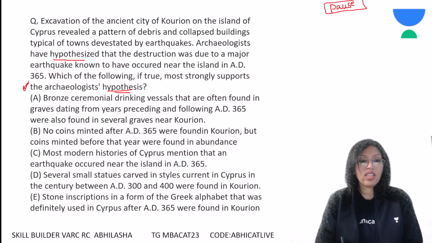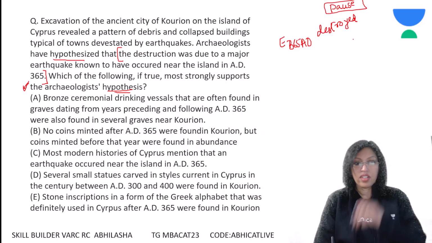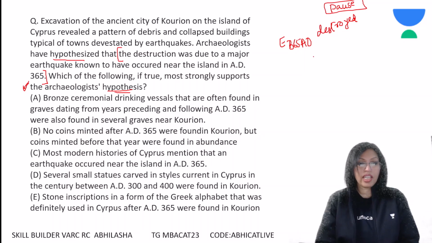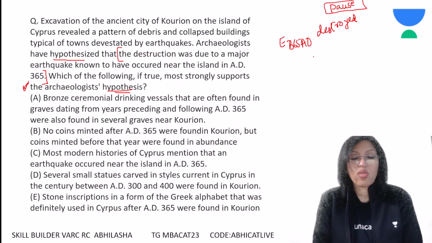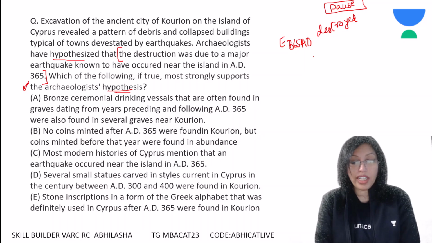So in AD 365 an earthquake had happened which caused this destruction, right? So I have to prove this true. What am I trying to prove true? That the earthquake in 365 AD destroyed the city. Now let's take a look. The option has to either restate it, or it has to prove that yes, in AD 365 the city was destroyed. So find some supporting proof.